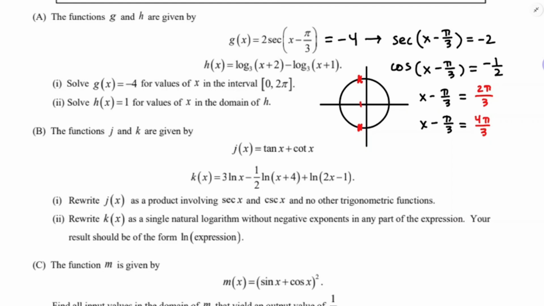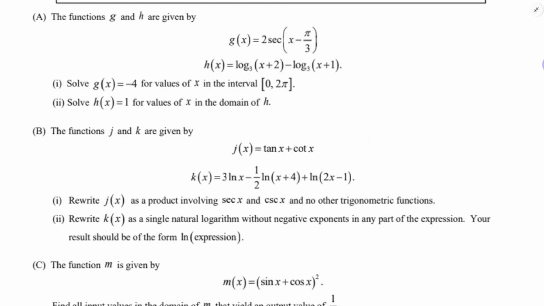So we're going to add pi over 3 to both sides of both equations, and we're going to say, all right, it could be 3 pi over 3 or possibly 5 pi over 3. I like that one. That was a good question. Then A2 is saying h of x equals 1.